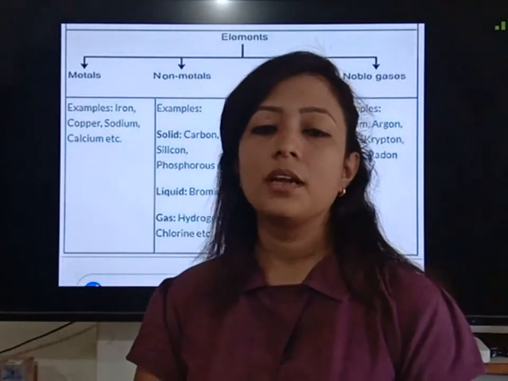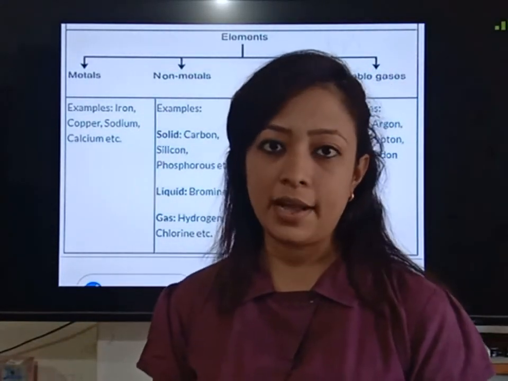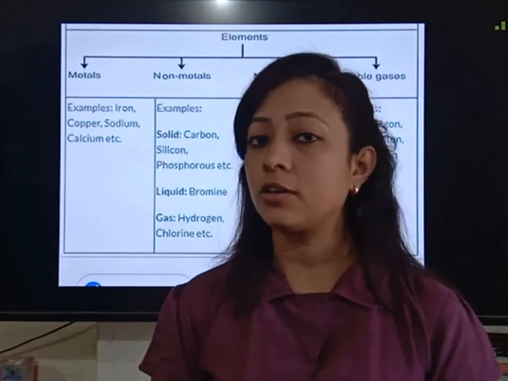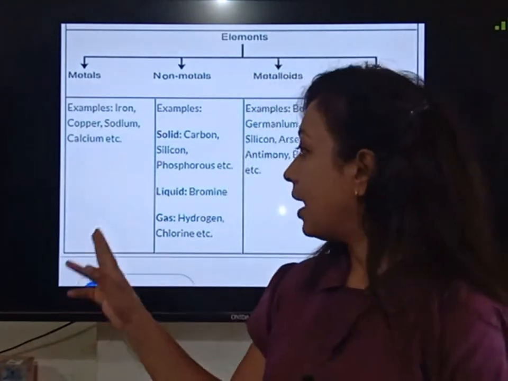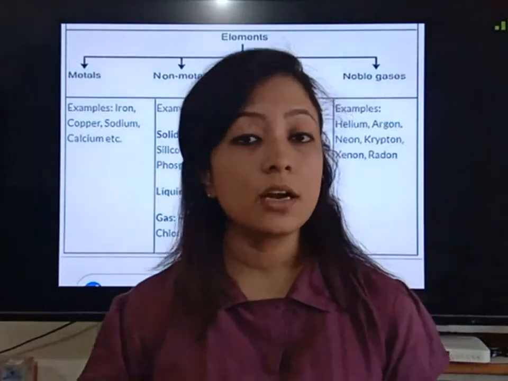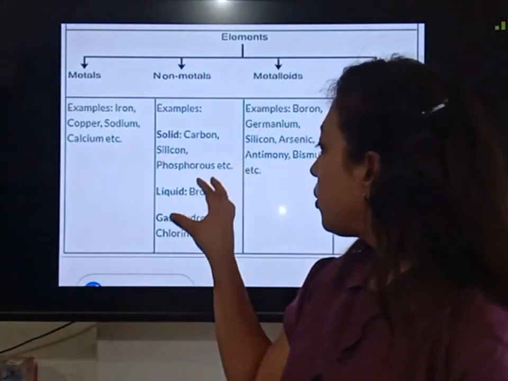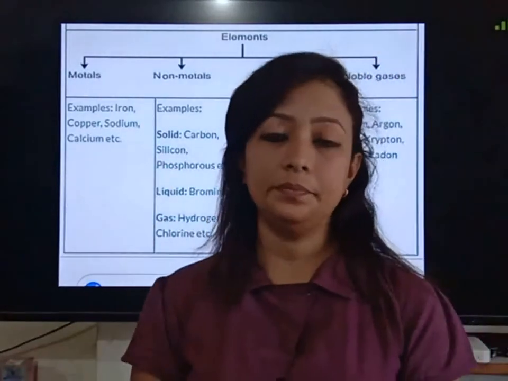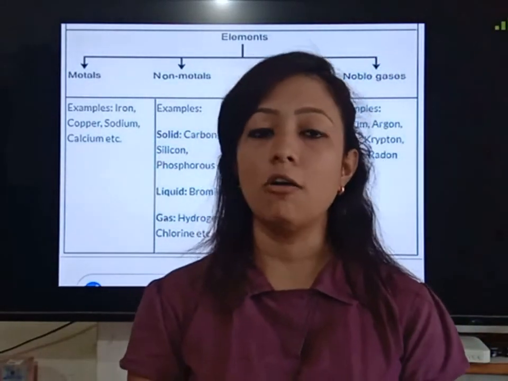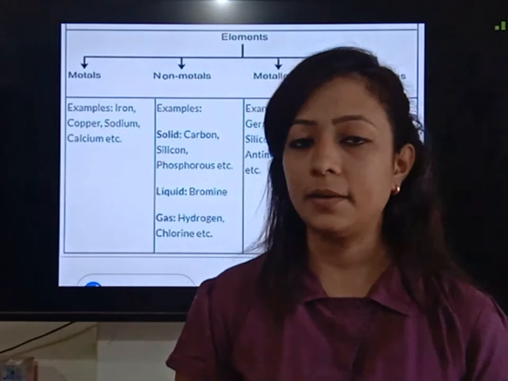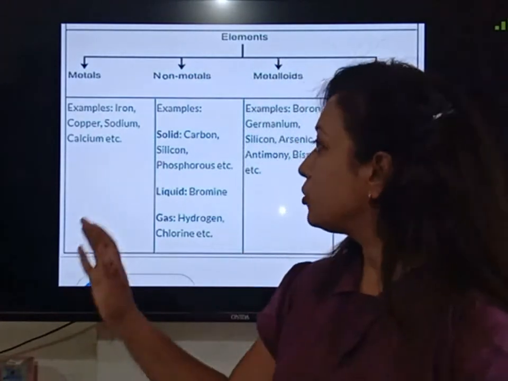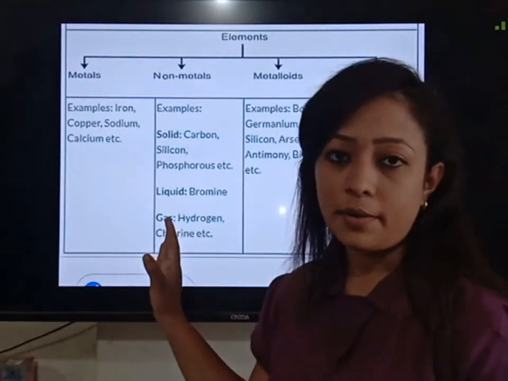they are good conductors of electricity, and that is the reason copper is used in electrical wire, because metals are good conductors of electricity. And as they are good conductors of heat, metal utensils are used for cooking purposes. While non-metals are poor conductors of heat and electricity. So these are the differences between metals and non-metals.